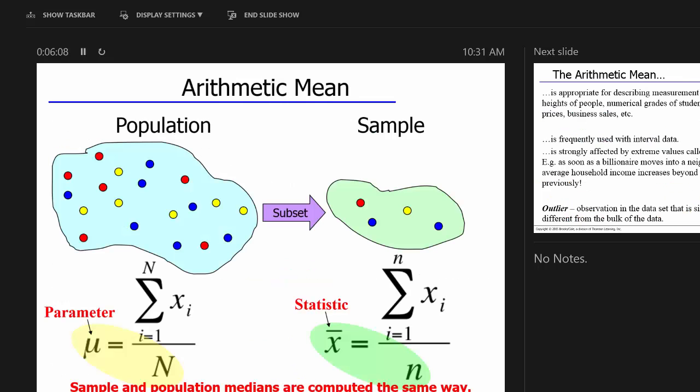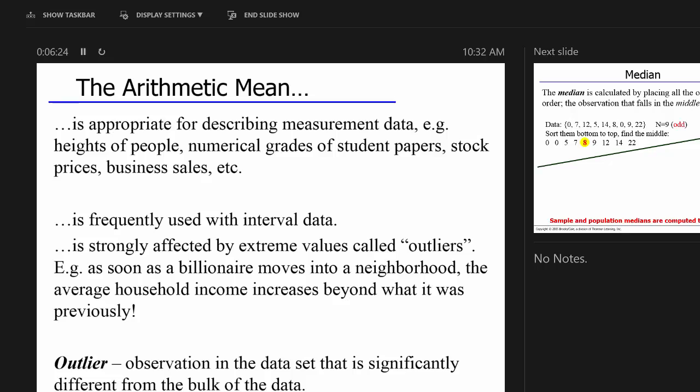Okay, so that slide just puts in the picture what I just said, okay? If you add together things in the population divided by capital N, you get mu. But instead of that, if you have a sample, you add things together divided by little n, you get x bar, okay? So, all right. Arithmetic mean is a very popular tool for continuous data set, okay?